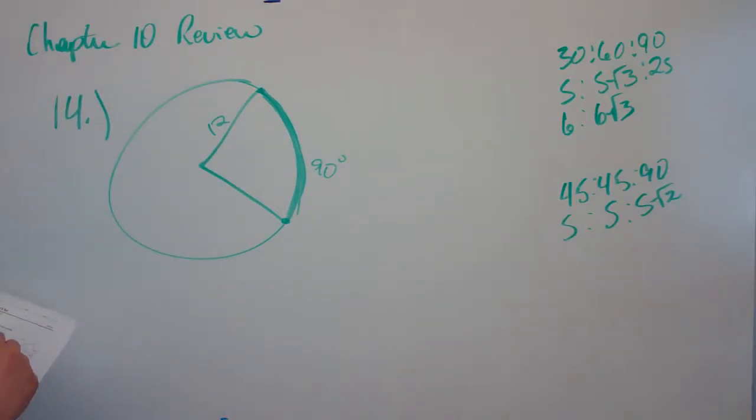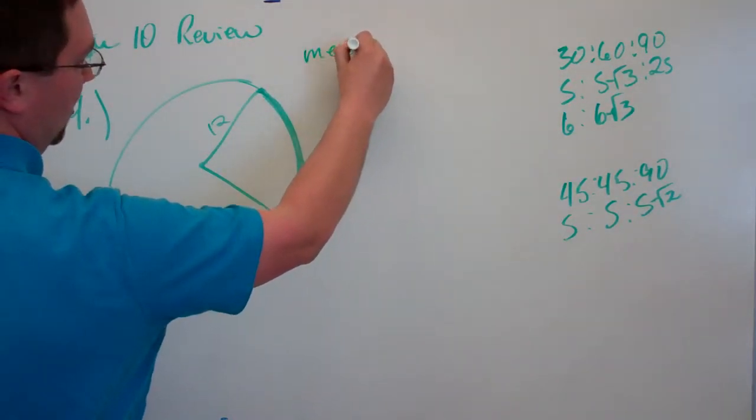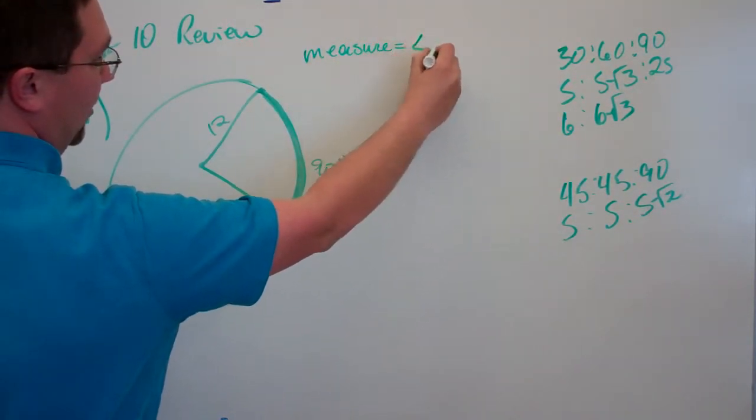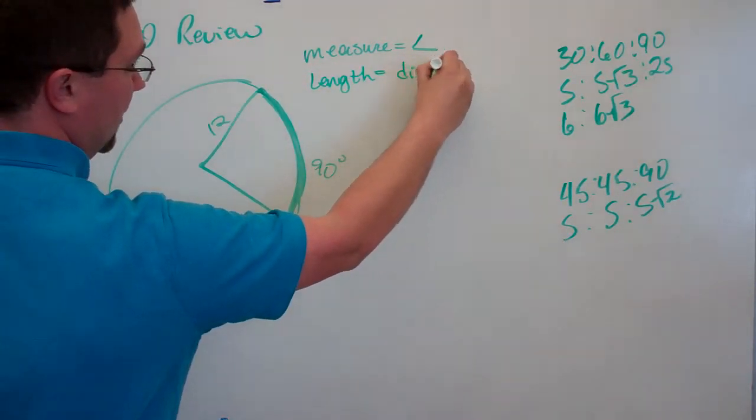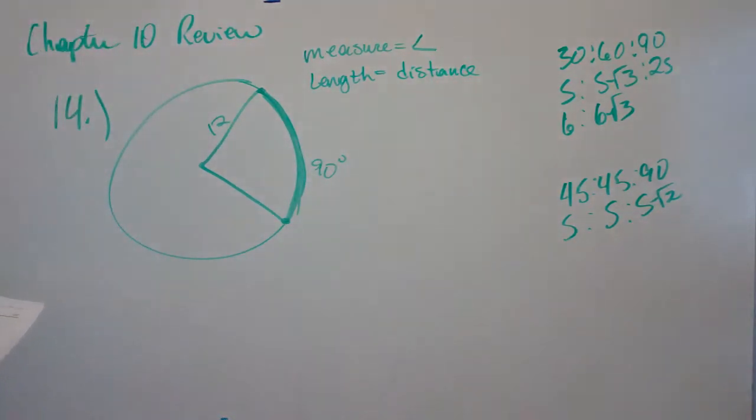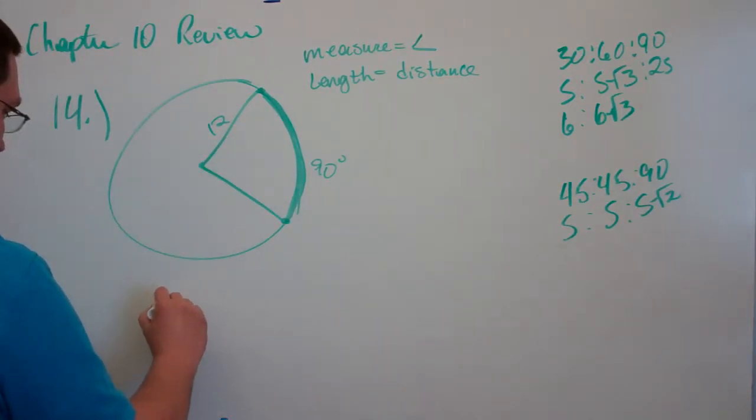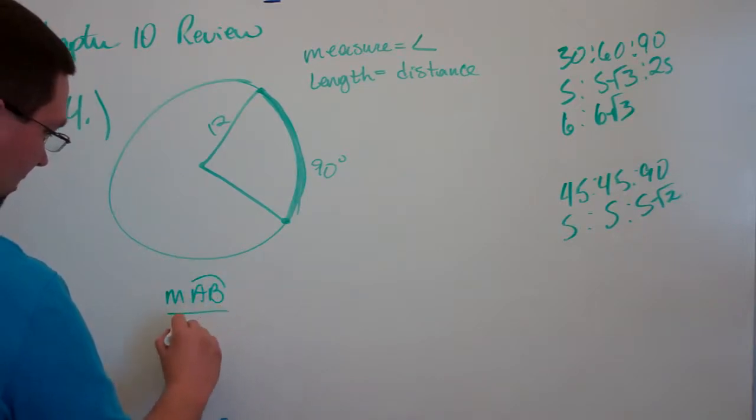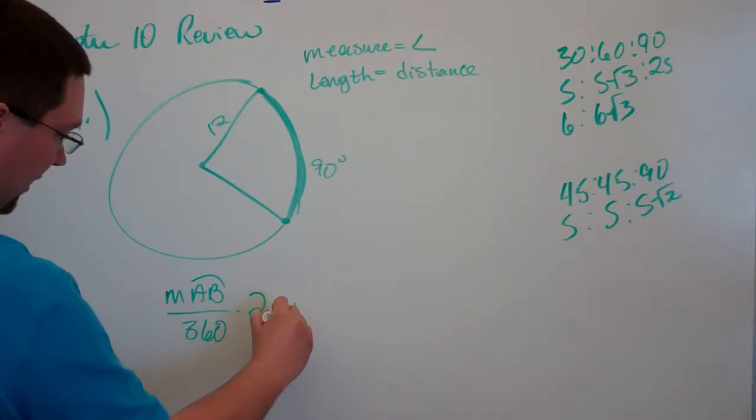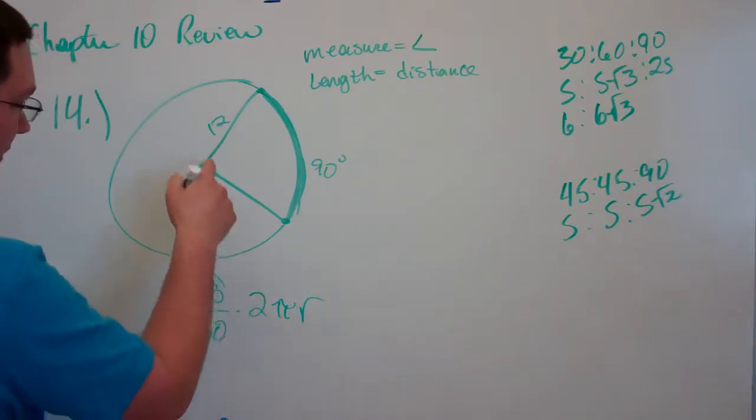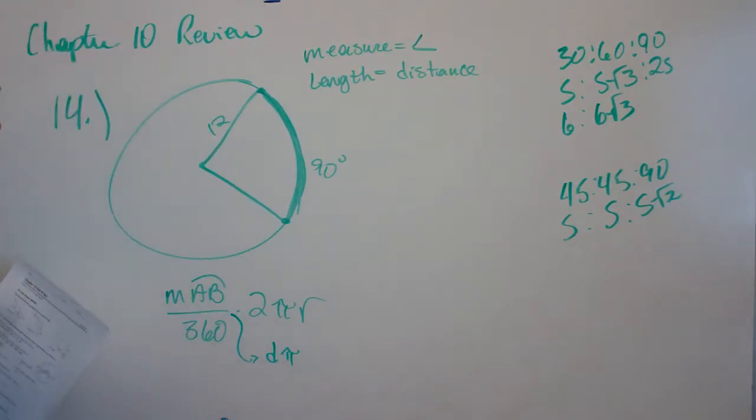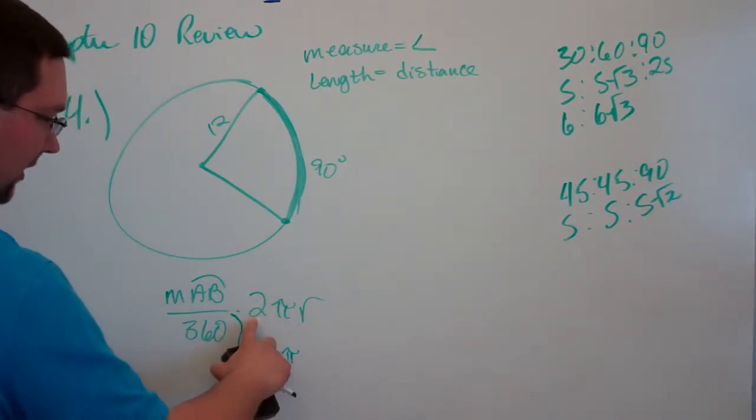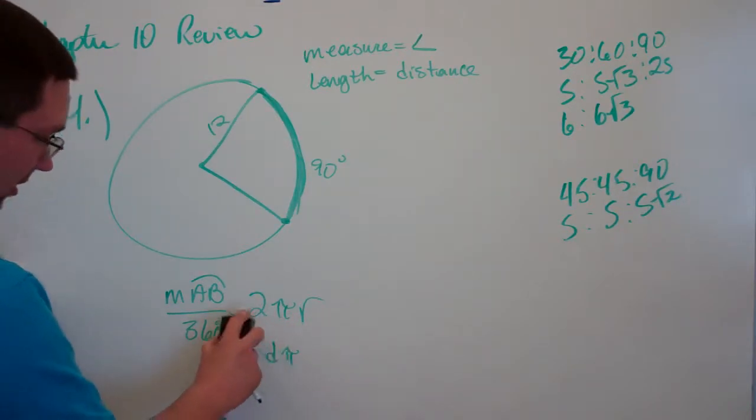Okay? So remember, measure equals an angle, whereas length equals distance. Okay? Length equals distance, whereas measure equals an angle. So for this, you're going to do the measure of arc AB over 360 times 2 pi r. Or if we had diameter, instead of 2 pi r, it'd be diameter times pi. Depends on what you have. Okay? Let's think about it. 2 pi r, 2r, that is a diameter. Okay?